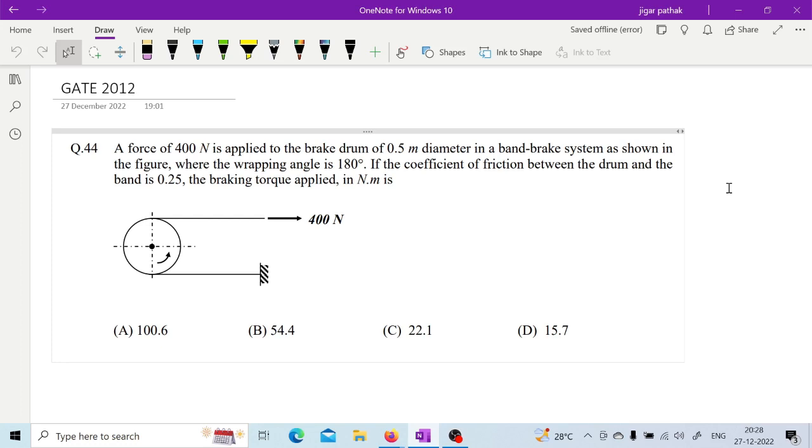Hello? Yes. So what you need to do is calculate T1 and T2, right? So T1 is provided as 400 Newton, because here you will have this T1, which is equal to this 400 Newton.